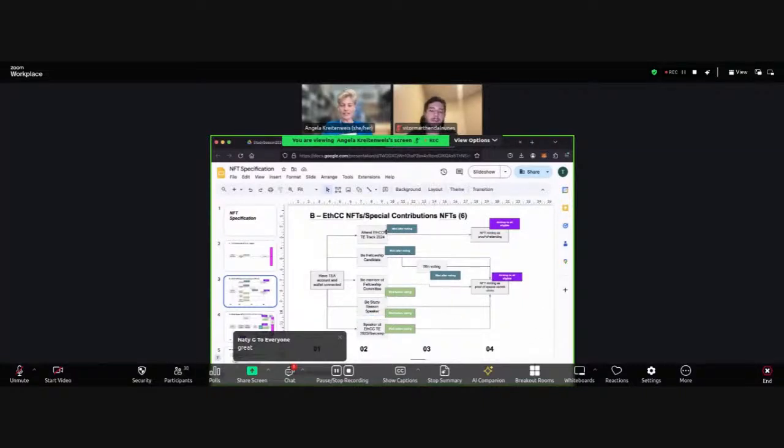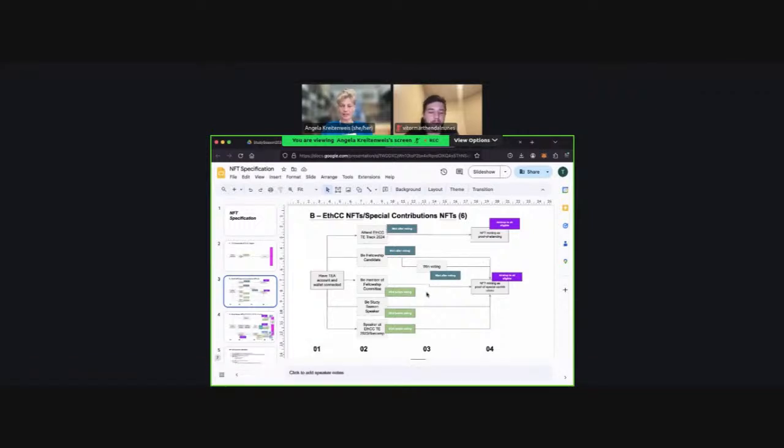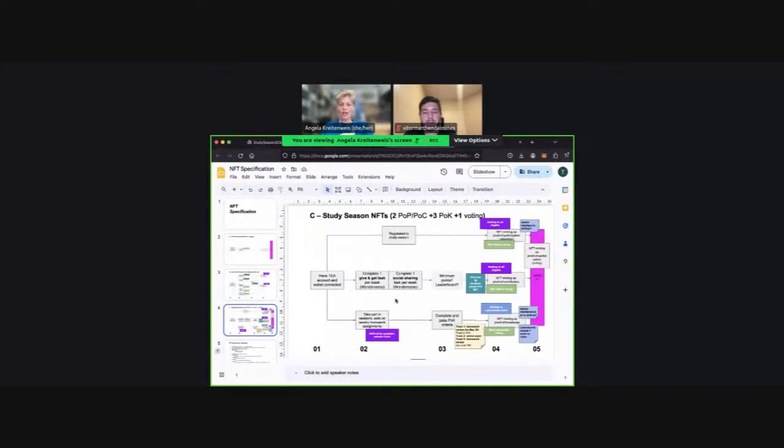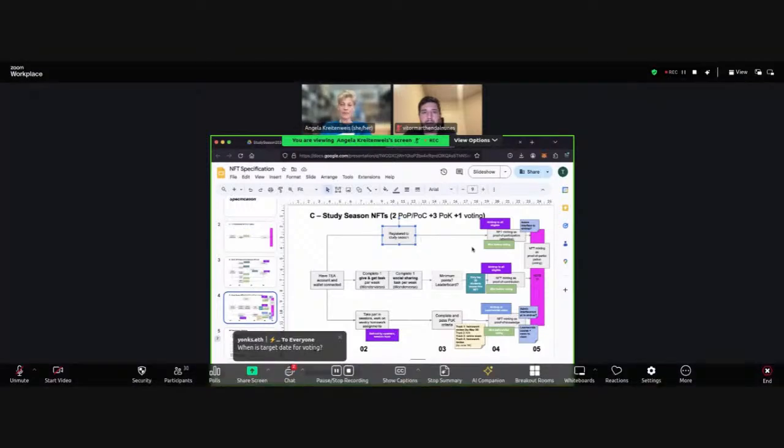The number of NFTs we have already minted or will mint after the voting, and even before now in the course of the study season. And here's a final one around the study season NFTs. Again, these will be NFTs that prove knowledge and achievements during this or associated with the study season. Our requisite is have a TEA account and a wallet connected. And we'd like to mint NFTs to everyone who registered to the study season. Like, you have been part of this journey. It's a proof of attendance, lightweight.